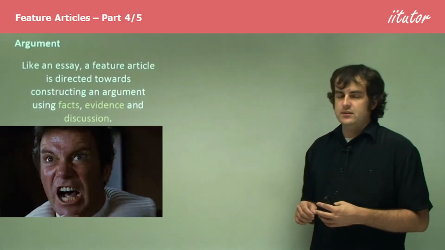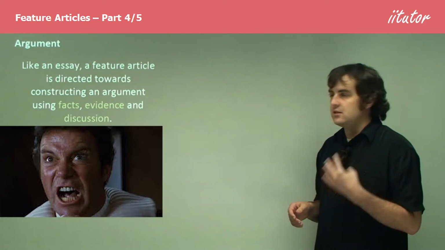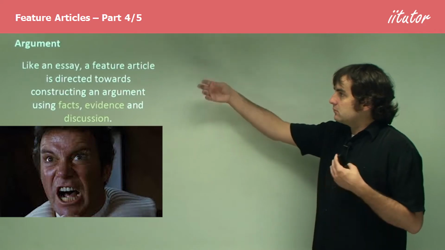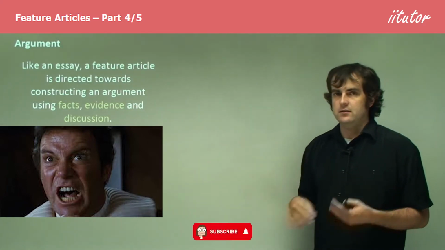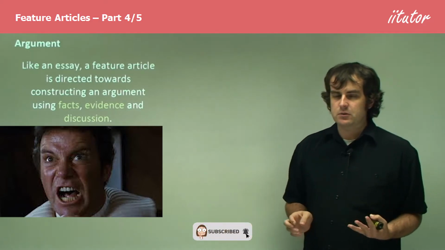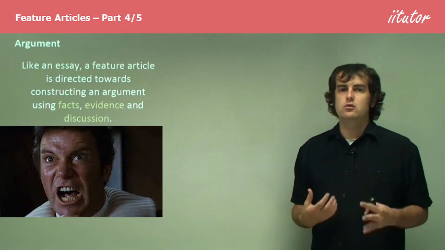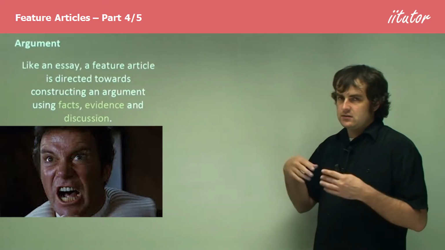Now, argument is another really crucial feature of a feature article because of the fact that it is essentially what it's trying to do. It constructs it almost like an essay in the sense that it requires facts, evidence, and discussion, but that's pretty much where the similarities between the two end, because you can structure these and organize them in any way you choose. You can discuss these in any way you choose.